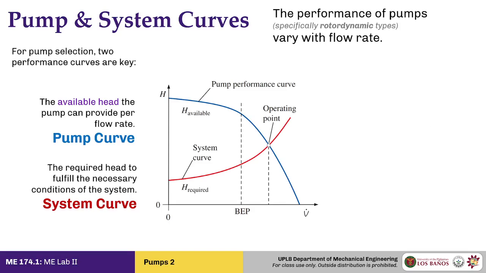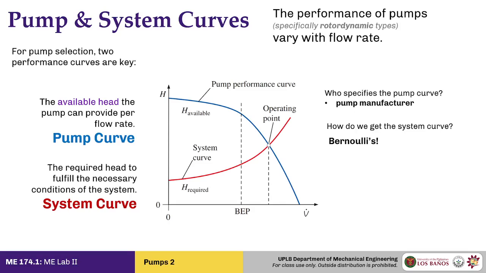Now, you may want to ask, okay, so where do these curves come from? So for the pump performance curve, this would be the burden of the supplier or the distributor. It is the manufacturer's job to adequately describe what the pump that is selling can do. Now, when it comes to the system curve, this is the burden of the client. This is up to you, the procurement officer or the design engineer, to establish the range of requirements for your system. And the easiest way to do this is, of course, with the Bernoulli's equation.